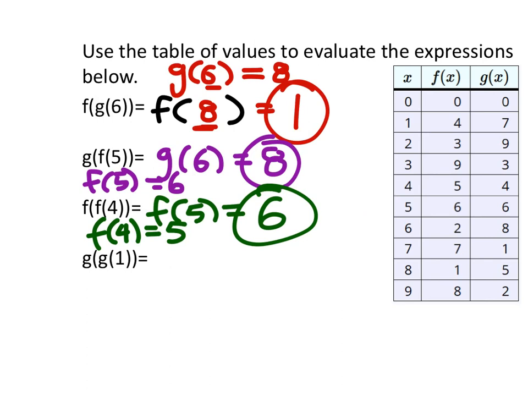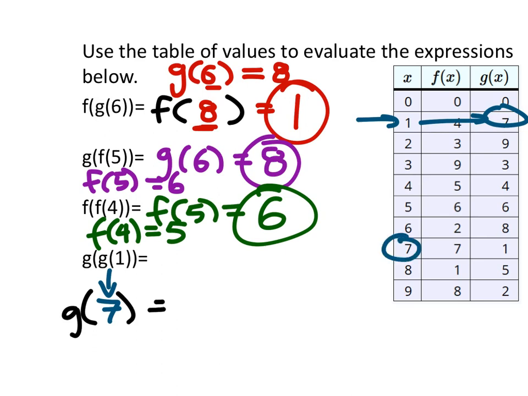All right, take a moment and try that last one, g of g of 1. Let's look. Okay, g of 1 is 7. So now we're looking for g of 7. So we're looking at the 7 value now, and its corresponding g of x value is 1.